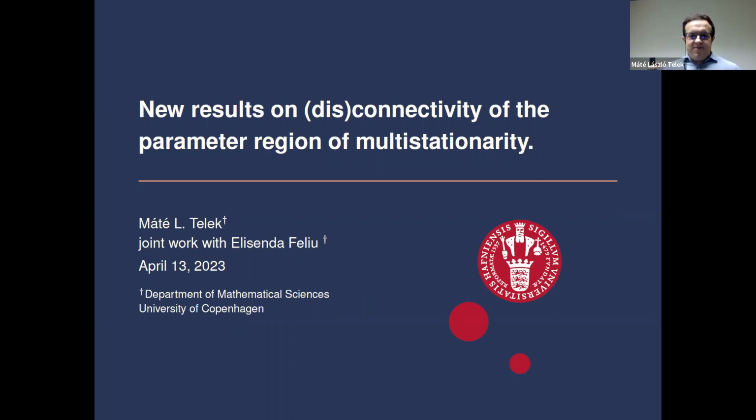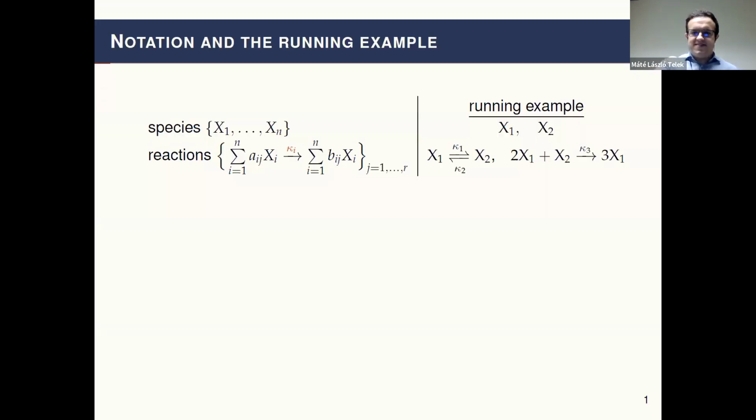So basically, I'm going to look at the same objects that Carsten was looking at. But unfortunately, my notation is a little bit different. So let me just fix the notation. I will write capital Xi for the species, and I will have some reactions. And here is a running example that we will revisit in the first part of the talk, just to see that what we are doing is nothing magical.